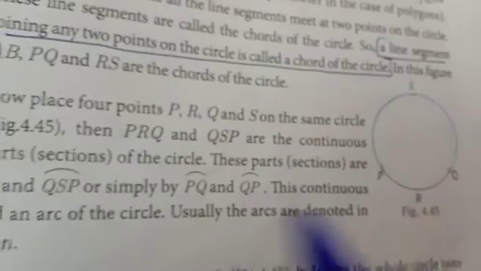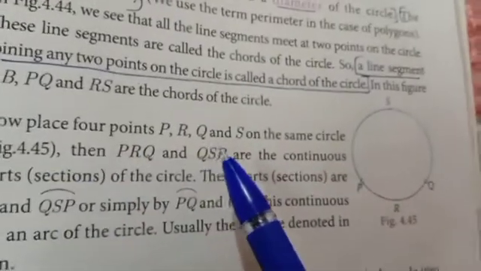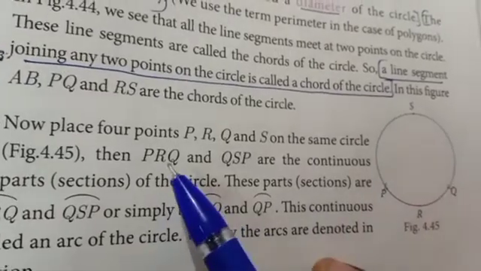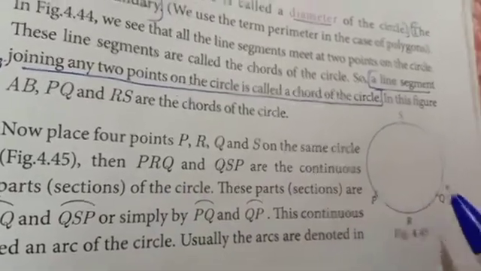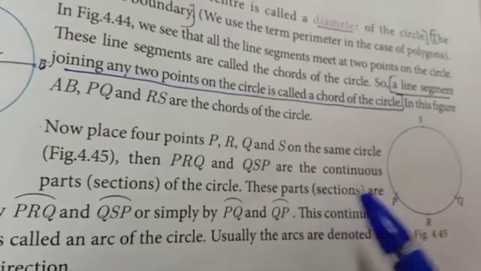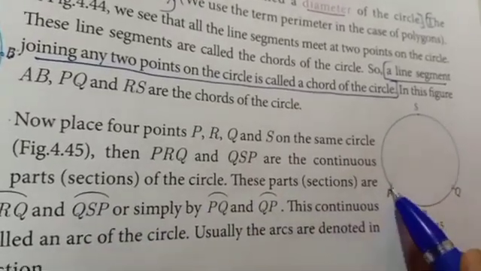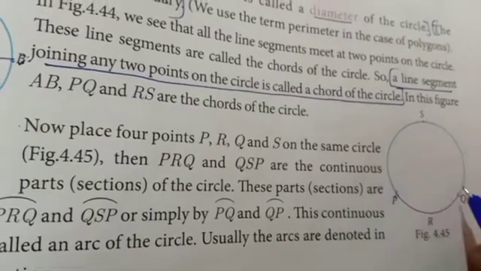Now place 4 points P, R, Q and S on the same circle. Then P, R, Q and Q, S, P are the continuous parts of the circle. These parts are called sections. It is the smaller section. It is the larger section.